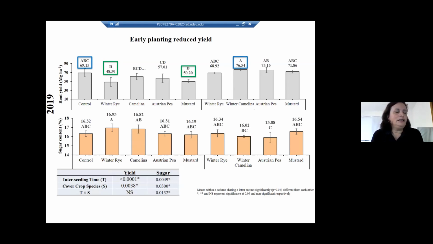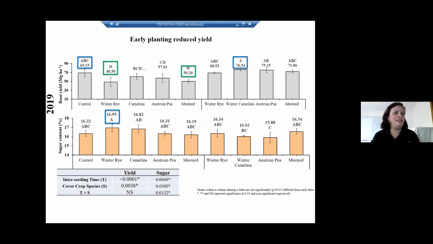And in the sugar content, we couldn't observe the same exact responses last year, although there was a trend to show something similar, that the roots where we have cover crops did have a higher sugar content.